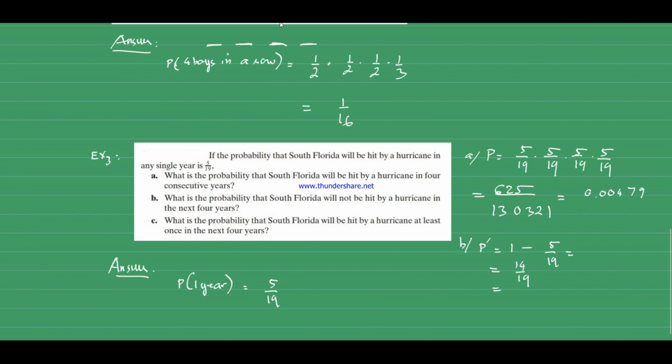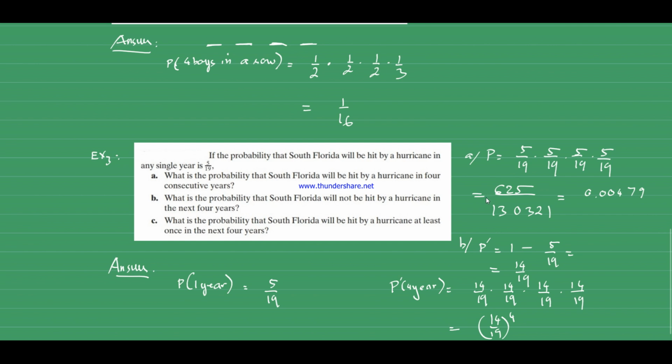Okay. Then the probability of not being hit in the next 4 years. This is not being hit in 1 year. So the probability of not being hit in the next 4 years will be 14 over 19 times 14 over 19 times 14 over 19 times 14 over 19. Then you're going to end up with 14 over 19 raised to the 4th power. Go ahead and calculate it for yourself.